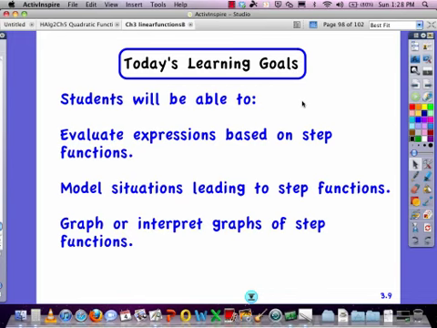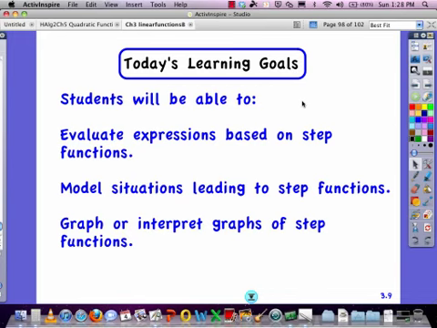Okay, our last lecture for Chapter 3 comes from Section 3.9 called Step Functions. Now, you have probably seen these graphs before, but I'm not sure you were ever calculating with them, so this will be new information. So pay attention, and you may have several questions that you'll come to class with. Evaluate expressions based on step functions.